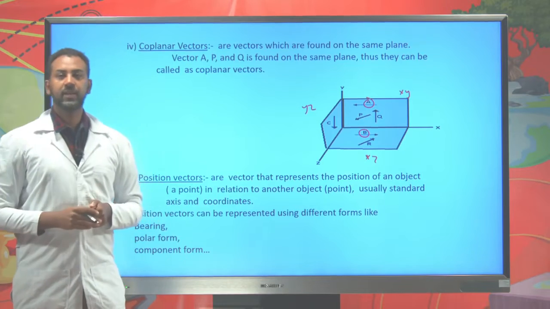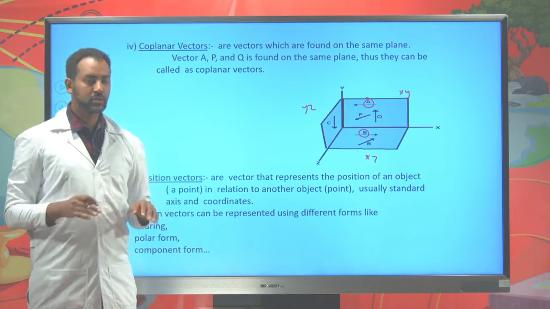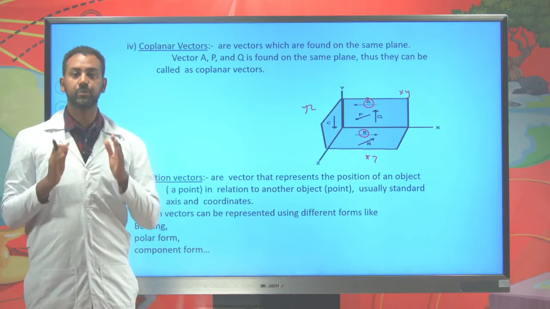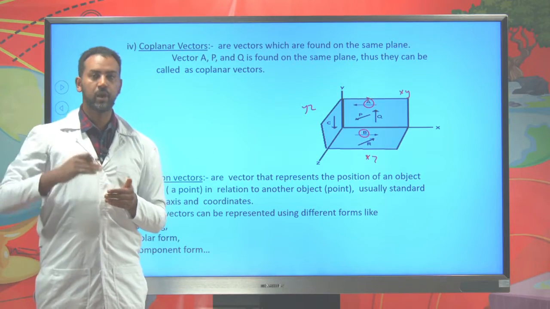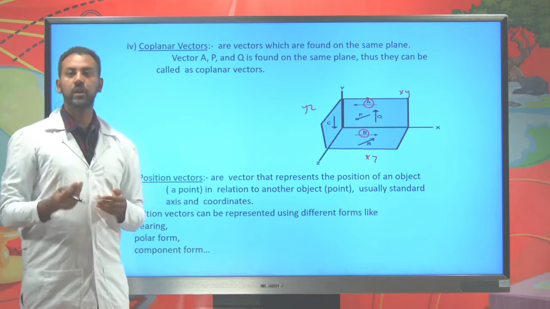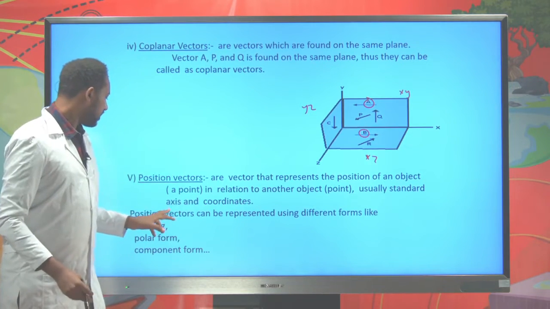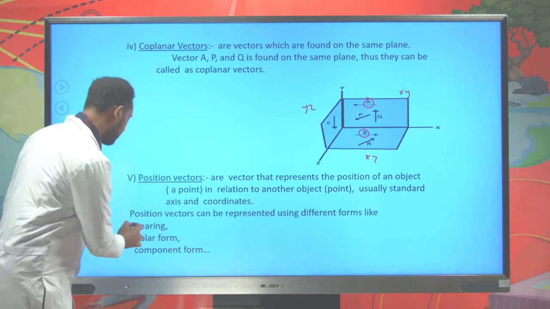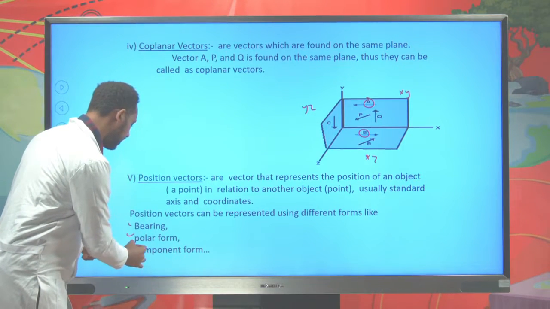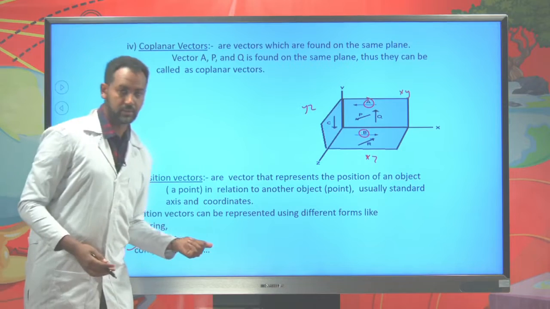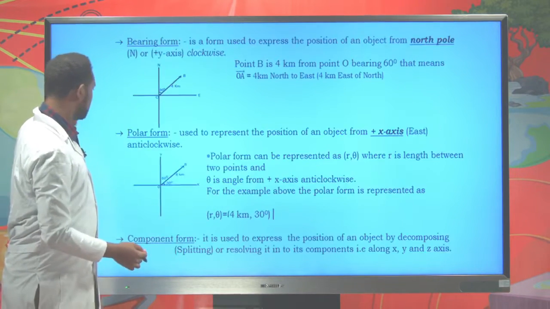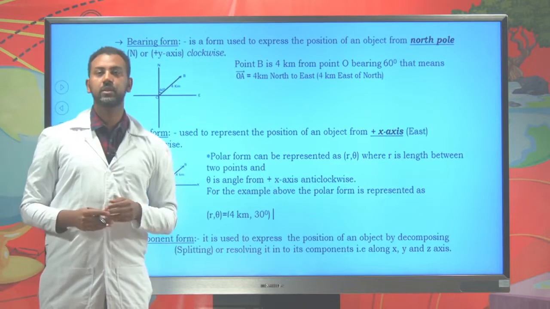The other important vector is the position vector, and it's the most common vector. Position vectors are vectors which are used to represent the position of something with respect to a well-known object or a well-known point. It's possible to represent position vectors using bearing, polar, and component forms, different techniques of representing position vectors. The first method is using bearing.